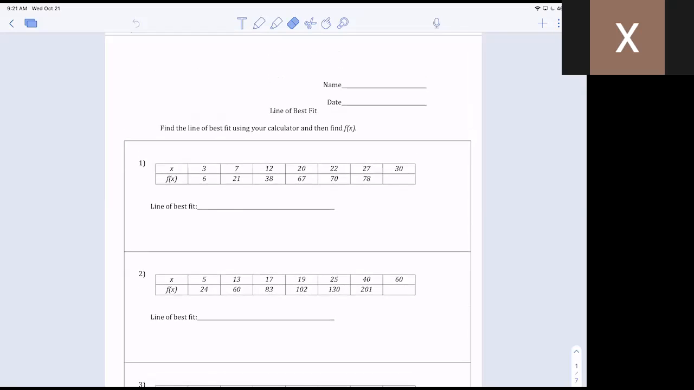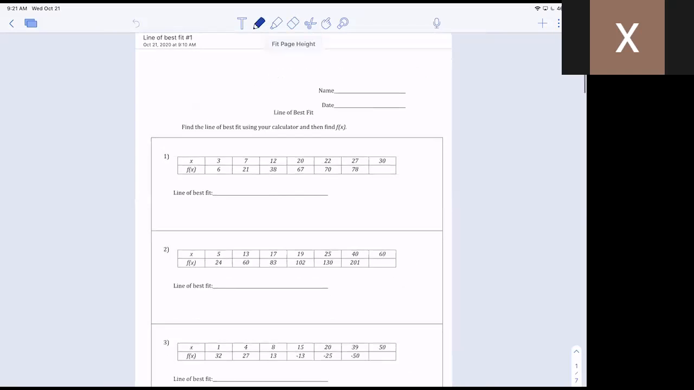Stat. That's step number 1. You hit stat. Then there's an edit button, which is number 1. You hit edit. Now, what comes up on your screen is L1, L2, L3, L4, L5. L1 to L5, these are just lists.